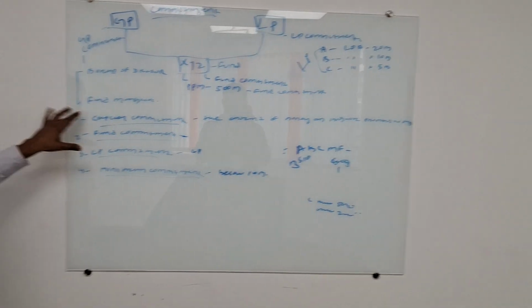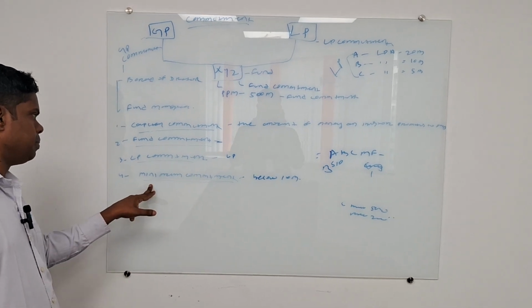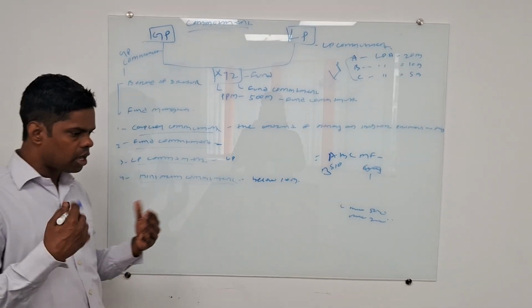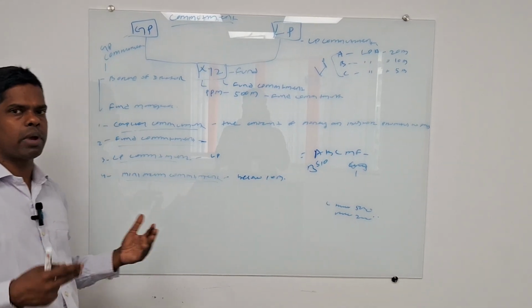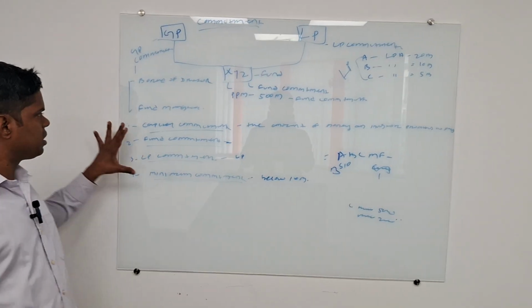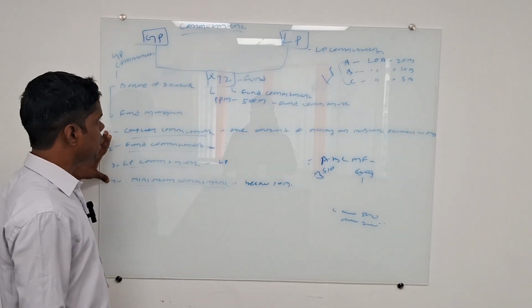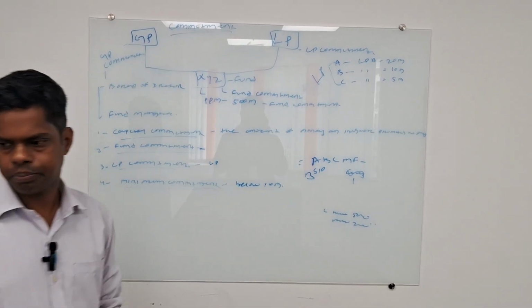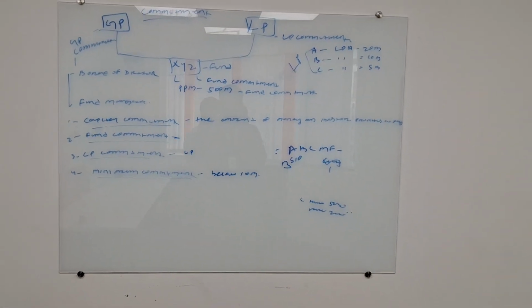Now you have covered capital commitment, fund commitment, LP commitment, and minimum commitment. There are also a lot of other terminologies and sections, such as the LP and LPA. However, these are the four main points in a private equity fund. This is the theory of whatever we have discussed here.